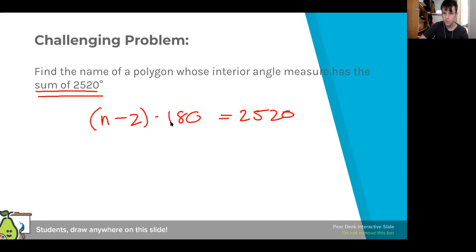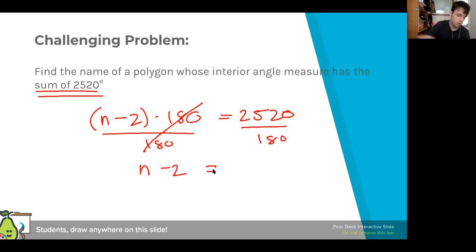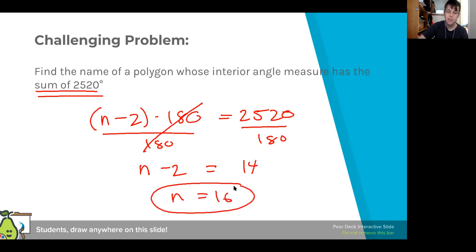There we go. We wrote the equation here. The interior angle sum equals this number. So we just simply divide by 180 to get rid of that. So we have n minus 2 equals, using my calculator here, 14. So n minus 2 equals 14. Add 2 to both sides. I figure out that n is actually 16. So a 16-sided shape, we would call it a 16gon. Nice fun name, but a 16gon would have that particular angle sum.